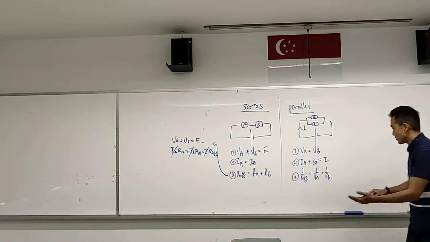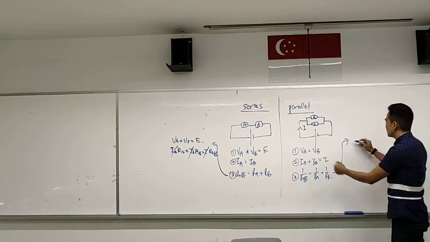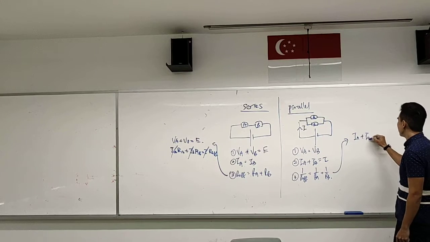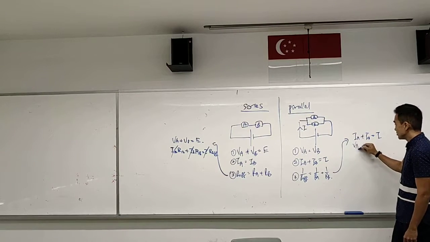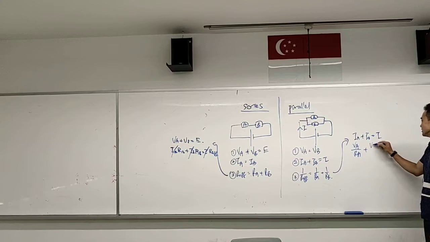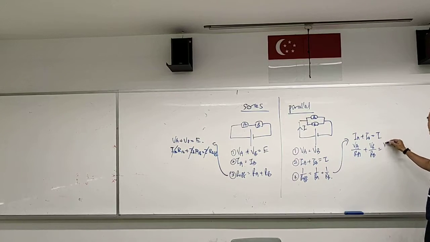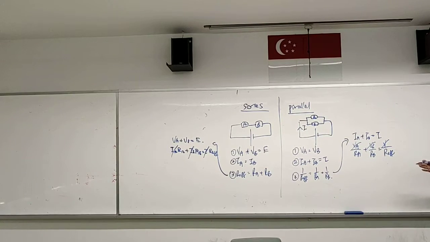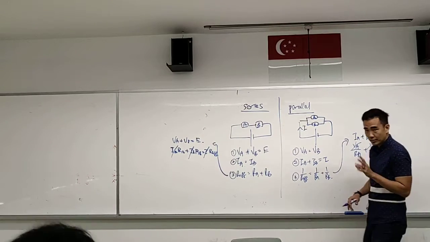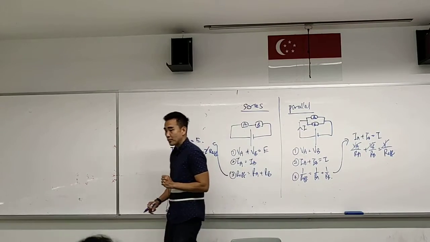Okay, let's take a look at the parallel case. Fundamentals using these two rules. IA plus IB equals I, which is actually equal to VA upon RA plus VB upon RB, which is equal to V upon R effective. Boom, boom, boom. The V are the same for a parallel circuit, and that's why you get this expression over there. I don't think this is mentioned in the notes, so you might want to copy it somewhere.